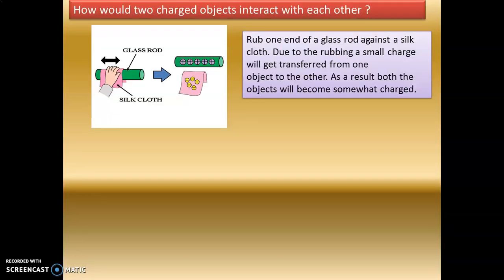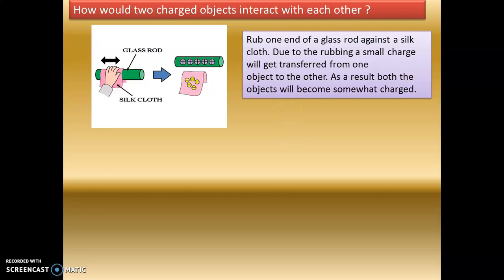Now let's see how two charged objects interact with each other. To see this, we will study one small demonstration. In the diagram here, you can see a glass rod and a silk cloth. One end of the glass rod is rubbed against the silk cloth. Due to rubbing, a small charge will transfer from one object to the other. As a result, both these objects will become charged.